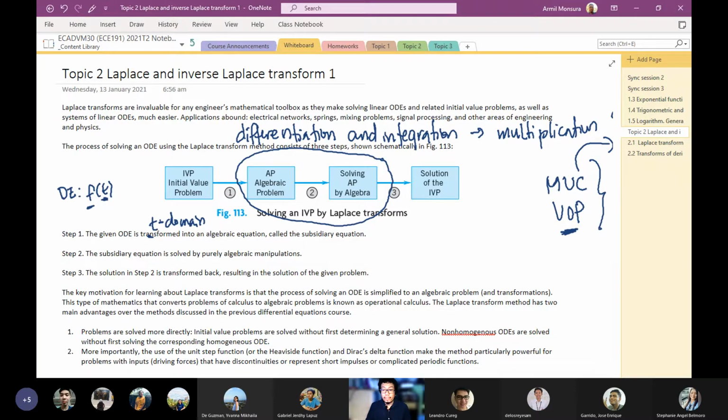You start with that. Okay? And then what you do is you perform Laplace transform methods, or what we say is we get the Laplace transform of this differential equation. Okay, we get the Laplace transform of this differential equation.